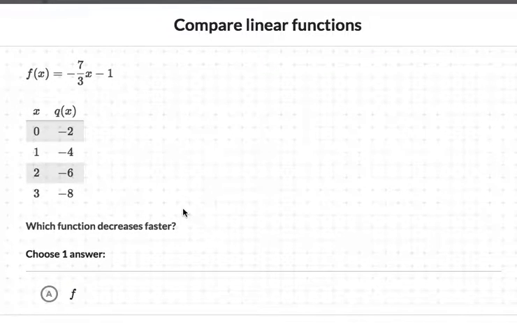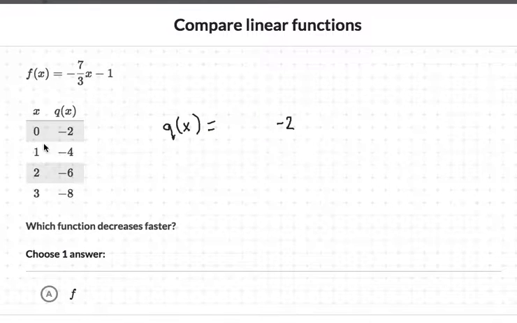Taking a look now at a table. So again, two different functions: the function q and the function f. The function f has a slope of -7/3 and a y-intercept of -1. The function q has a y-intercept of -2, so we can say this is q of x equals, and it has -2 as the y-intercept. We can see there -2, right?